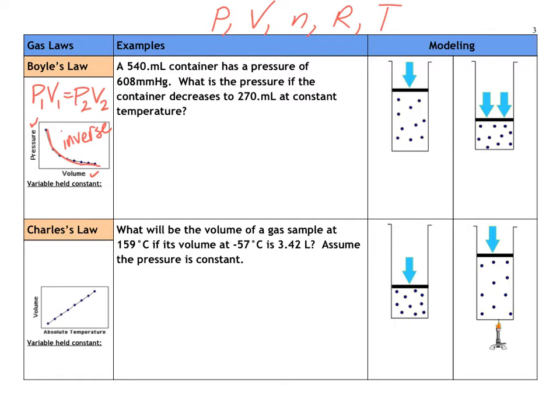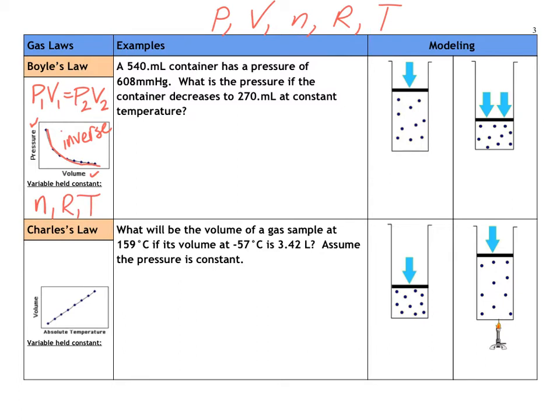Variables that are held constant are variables that are not in the equation that are listed here. So you see P in the equation, you see V in the equation, but you do not see N, R, and T. And so the variables held constant are N, R, and T.